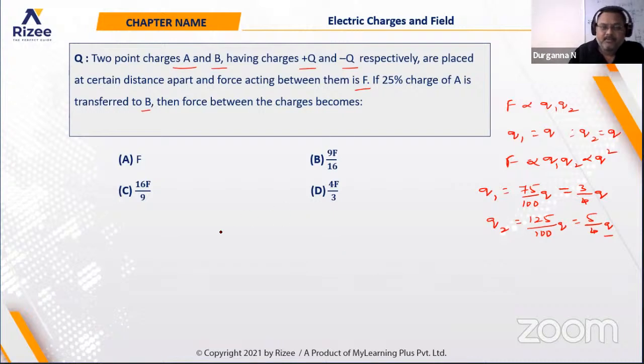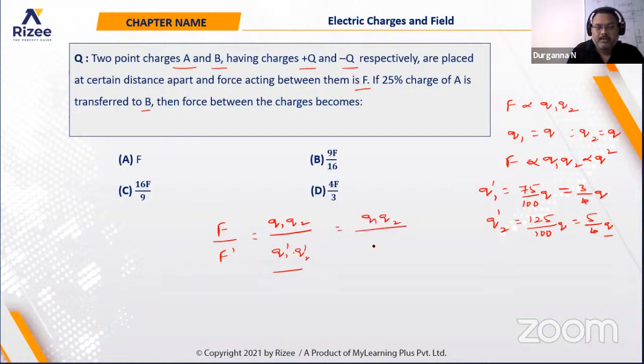Okay, so now the force is going to be F dash is equal to the initial charges Q1 into Q2 by, let me take this as Q1 dash and Q2 dash, Q1 dash into Q2 dash. So on this particular thing, you can substitute the values over here. That is Q1 dash is 3/4 of the Q1, and the Q2 dash is 5 by 4th of this, your Q2.